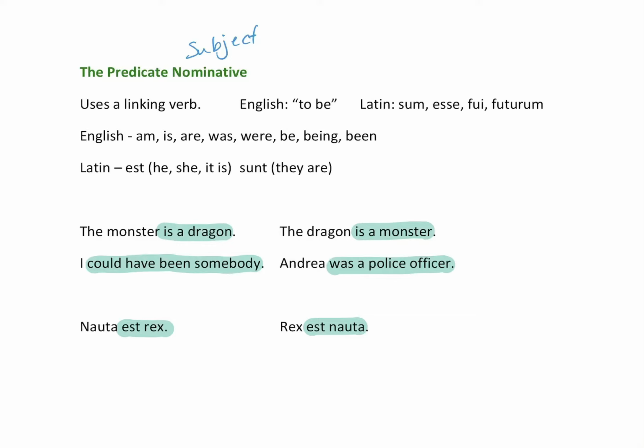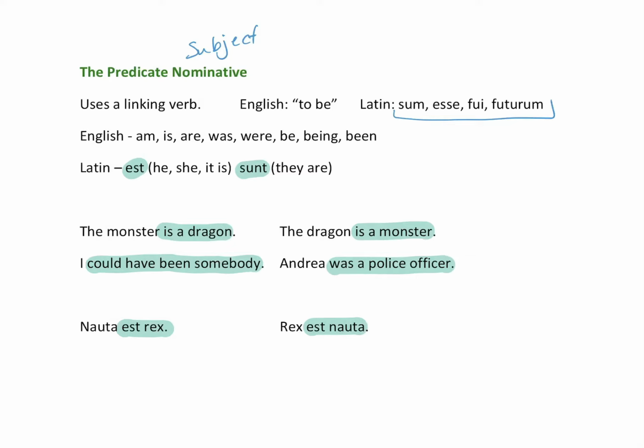And anytime that's going to happen, it uses something called a linking verb. And in English, it's any of the to be verbs plus some others, but right now we're just going to do the to be verb. In Latin, it's a to be verb you're going to learn shortly. It's called sum, esse, fui, futurum. In English, it would be forms of am, is, are, was, were, be, being, been. In Latin, the two that you're going to need to know this week is est, which means he, she, it is. So you pick one of those, right, depending on the context of the sentence. You don't do all three. And sunt, which means they are.